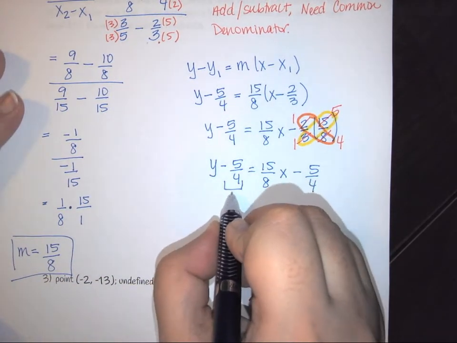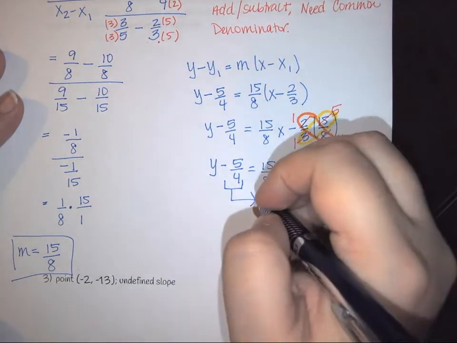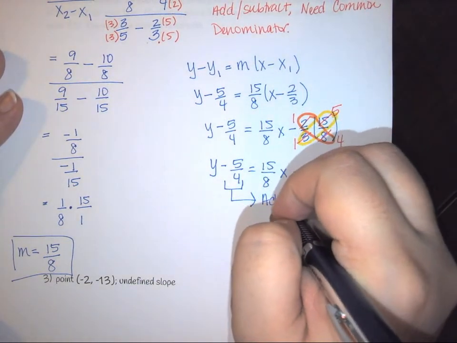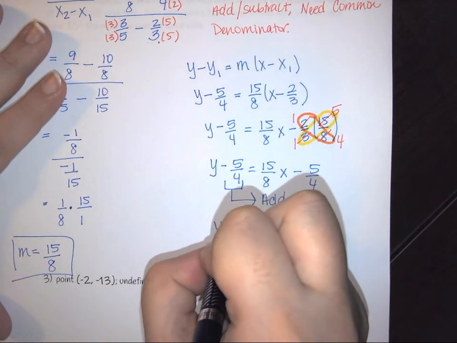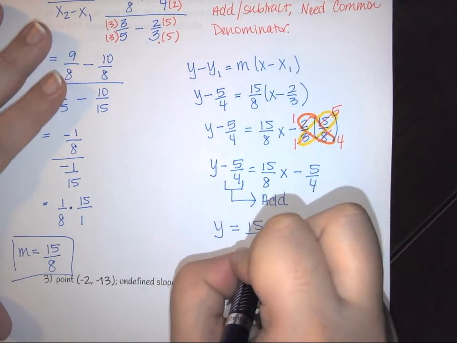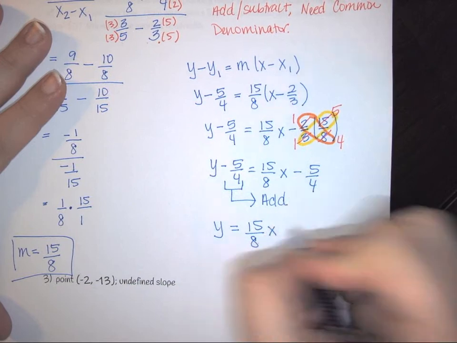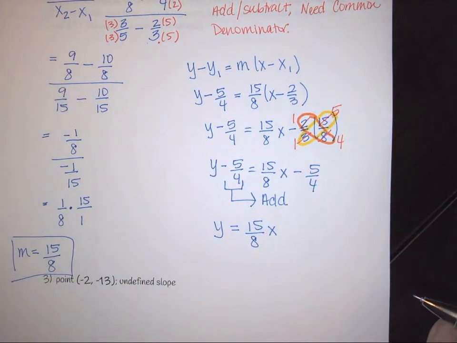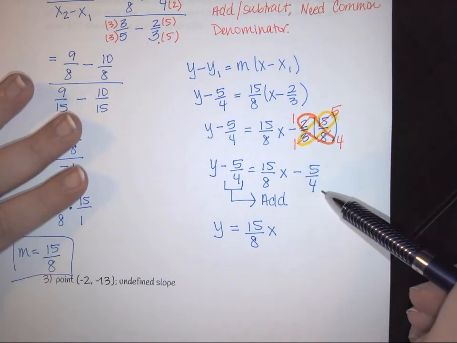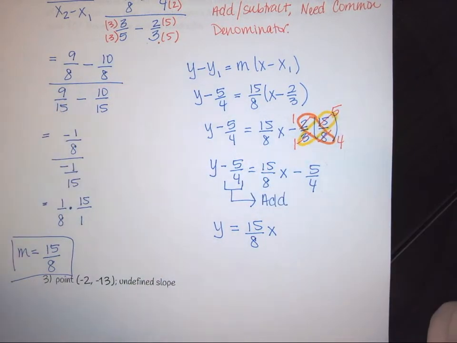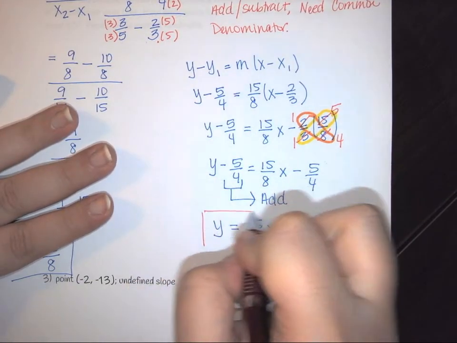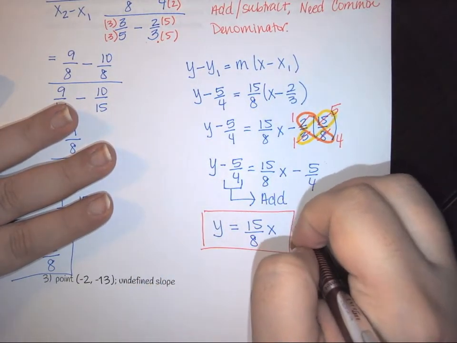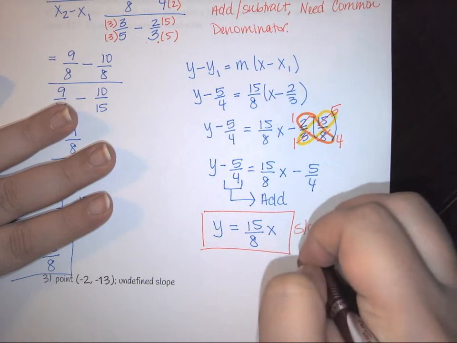Take this fraction and move it. Since it is negative, to move it says I have to add. So this becomes y equals my 15 over 8x, and that's it. Now the reason that's it is because negative 5/4 plus 5/4 cancels out, and thus leaving me with my first result. And here is my slope-intercept.